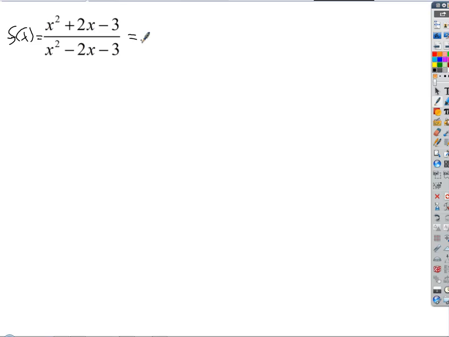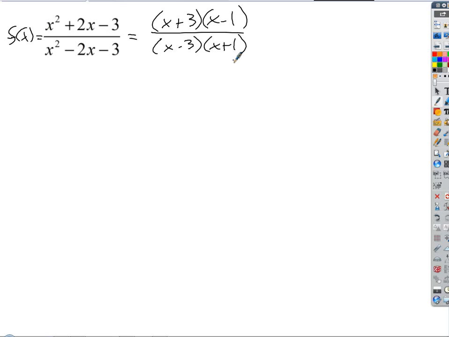So what does the top factor into? What does the bottom factor into? Okay, so what's the domain of this function then?